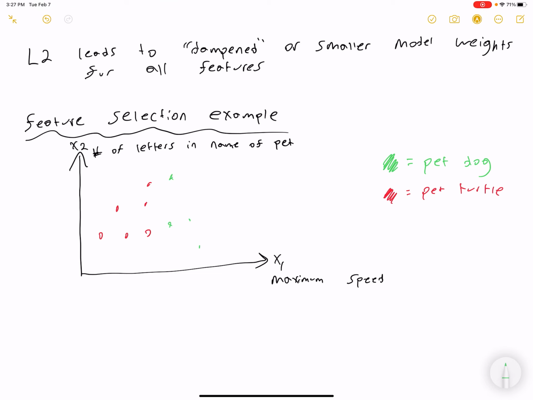When you say that L1 and L2 leads to these different things, is it that first point of intersection? Yes. Yeah, exactly.